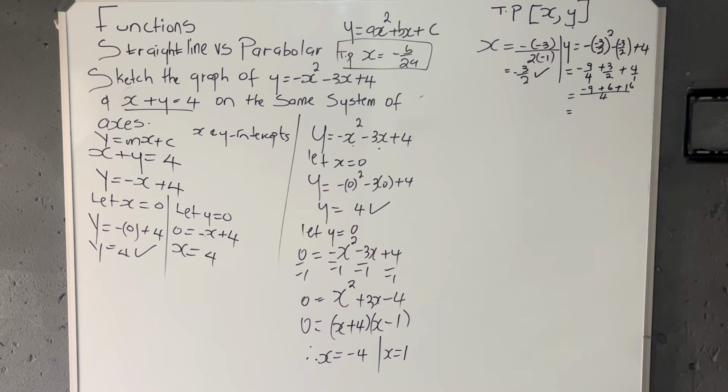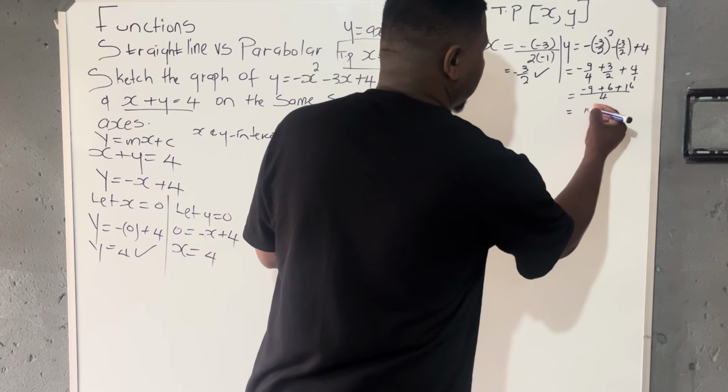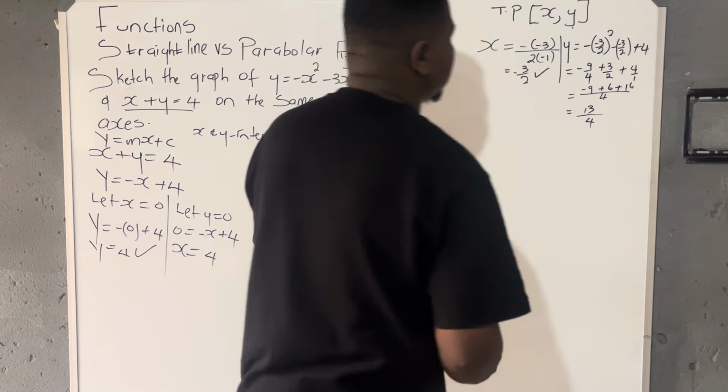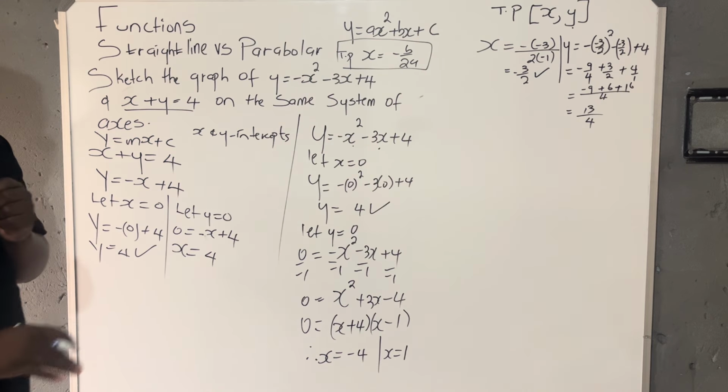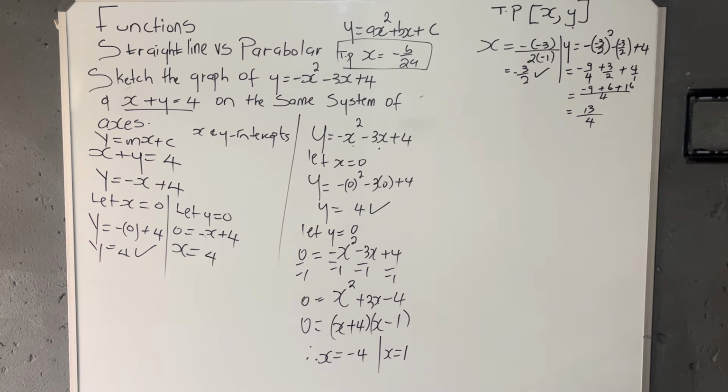Okay, let me just verify something here. Okay. So I'm getting a 13 over 4, if I didn't make any mistake. It's possible to make a mistake, but I guess not. So now, when we simplify, 13 divided by 4. Something is wrong there. Where did I go wrong?